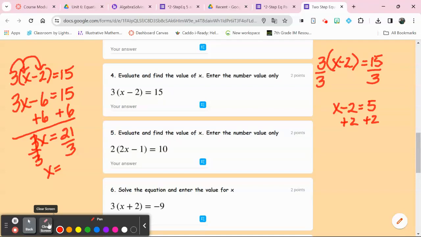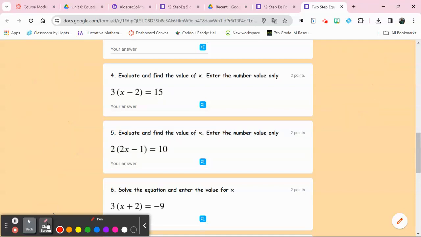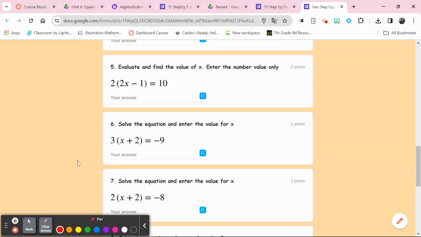I'm clearing this in 3, 2, 1. Now the next one has just a little added thing to it, not much. We've got 2 times the group, 2 times x minus 1 equals 10. Ooh, they added a number, a coefficient inside the group. So you can still do this both ways, but both ways you'll have a two-step equation to solve.